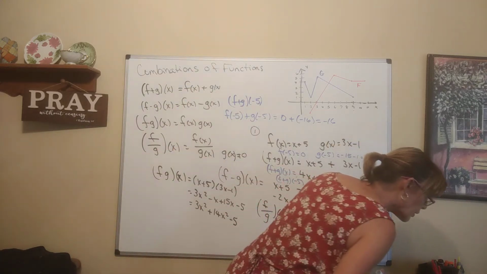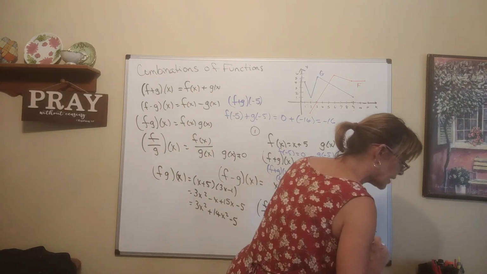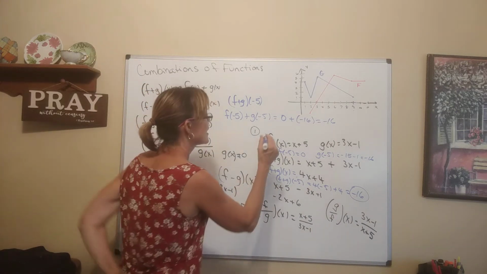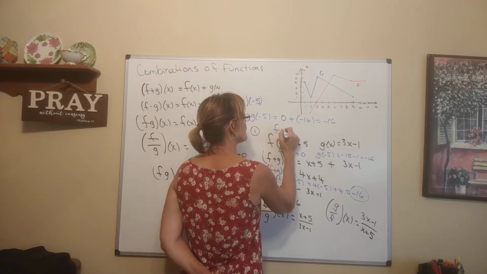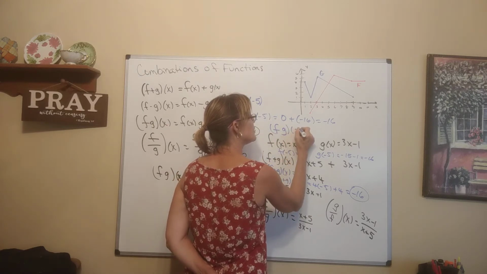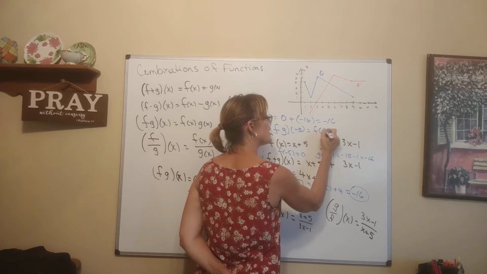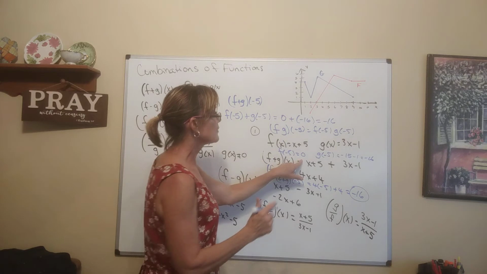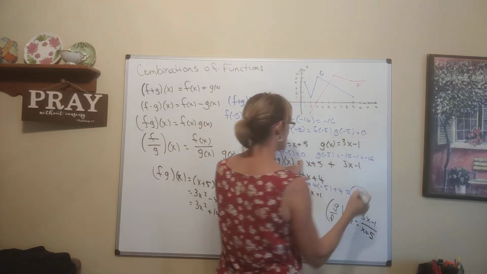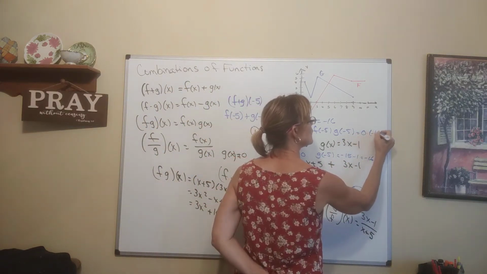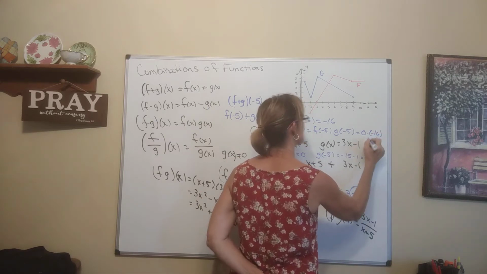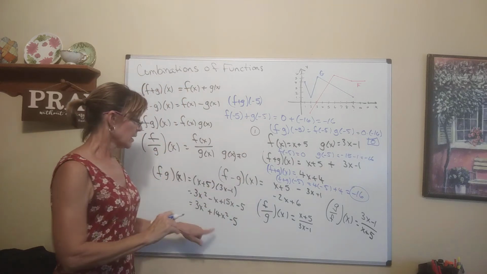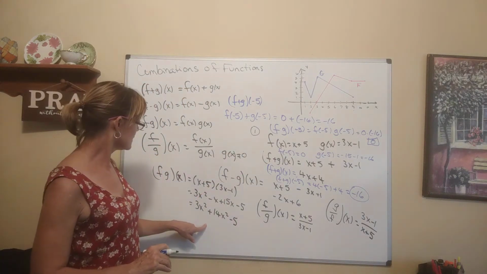Let's see. So for part B, it says find f times g of -5. Since I have f times g of -5, let's do it this way. f times g of -5 is equal to f of -5 times g of -5. Since I know that f of -5 is 0, and I know g of -5 is -16, when I multiply these two values together, I get a 0 right there. I chose to do it that way. If you decided to plug it in here, you should get 0 as well.